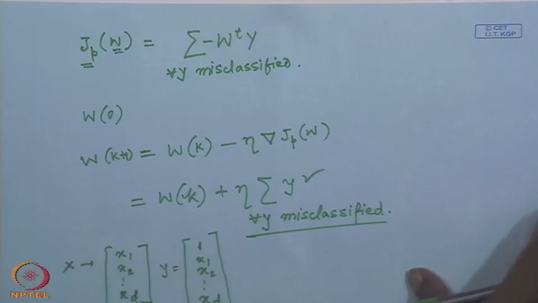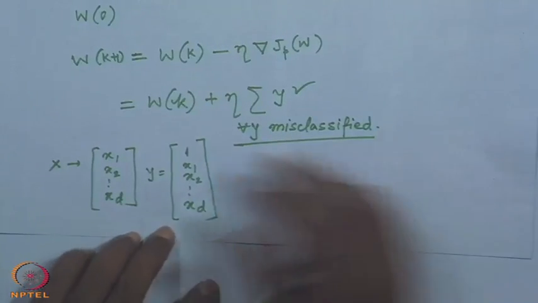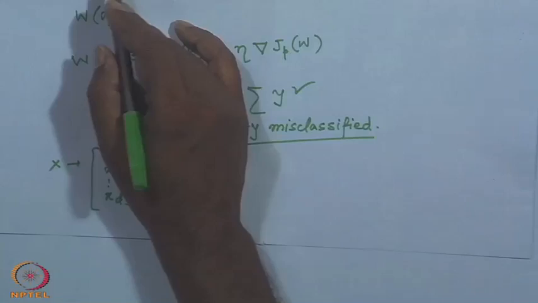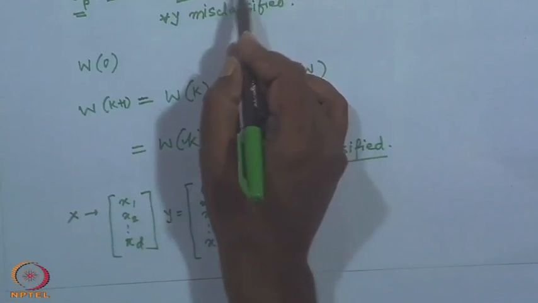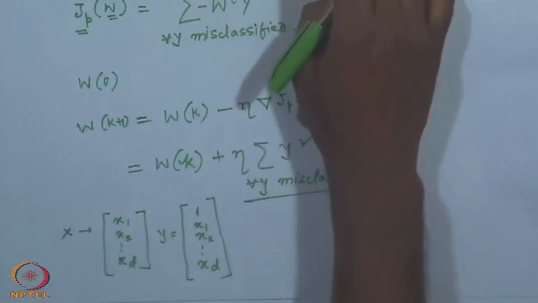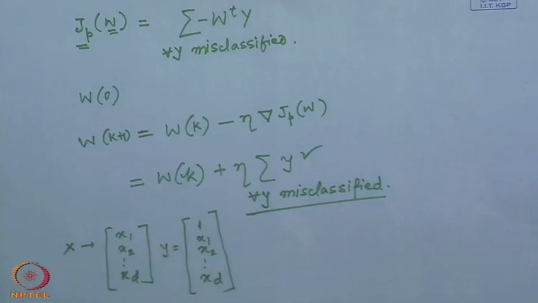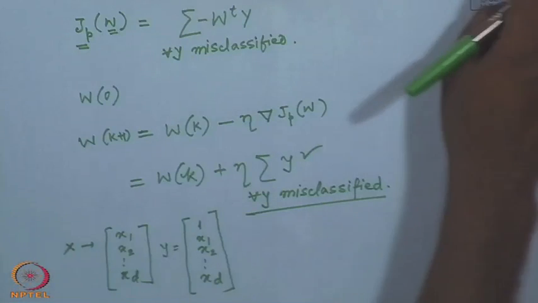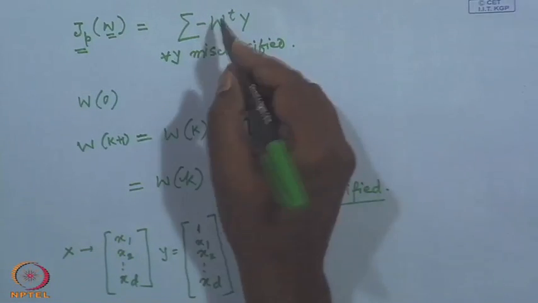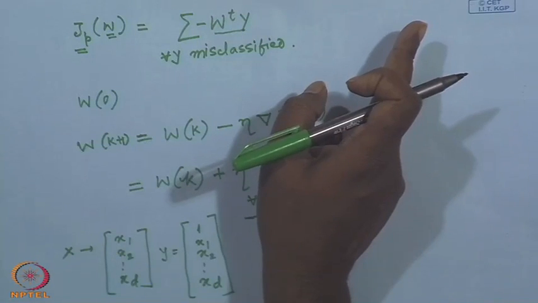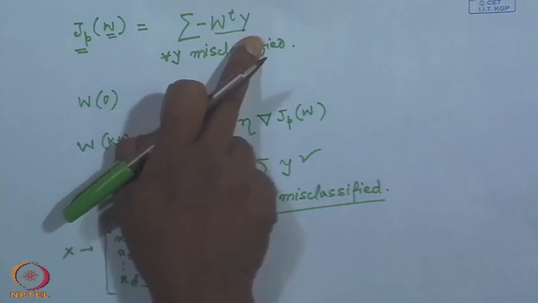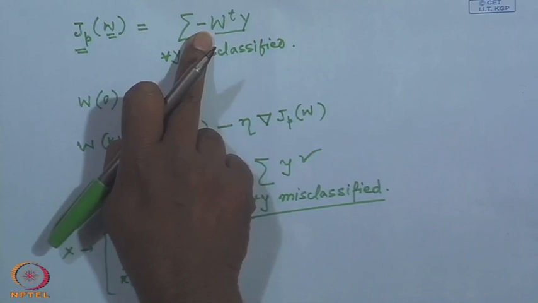And then what we do is, if this y belongs to class say omega 1, y remains as it is, but if y belongs to class omega 2, then we negate y. So that whenever a sample is correctly classified, this term is always positive. W transpose y is always positive if the sample is correctly classified. Whereas, if the sample is not correctly classified, then W transpose y will be negative, making this minus W transpose y positive. Okay.